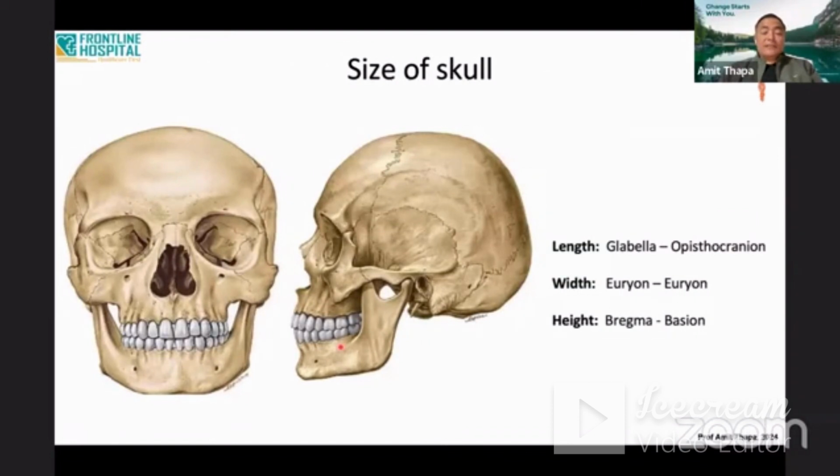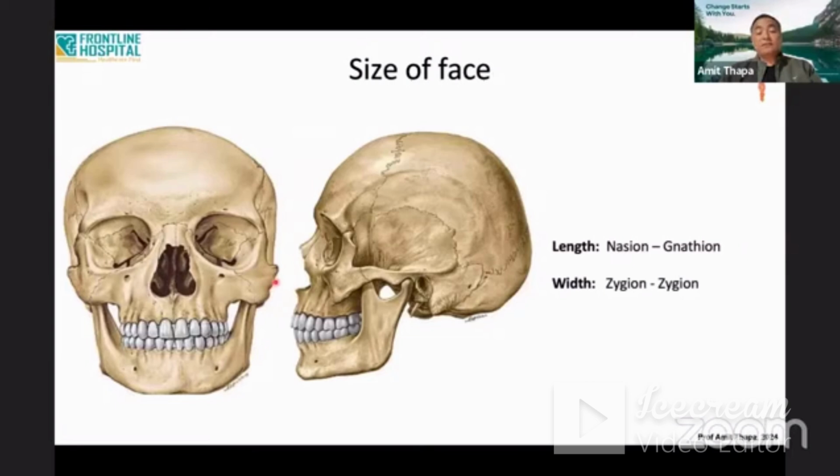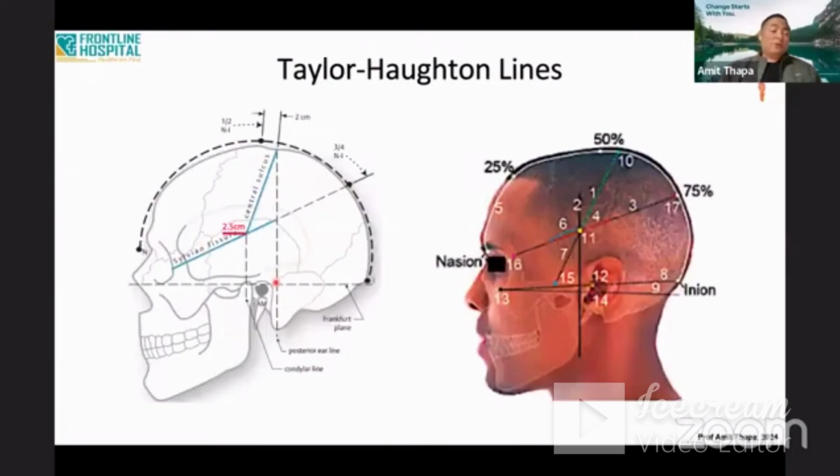Now, when we talk of the size of the skull, the length of the skull is identified by the gap between the glabella and the opisthocranion, whereas the width is between the euryon and the euryon on the other side, and the height is from the bregma to the basion. Similarly, over the face, it is the nasion to the gnathion, and the width is taken from the zygion to the other side of the zygion.